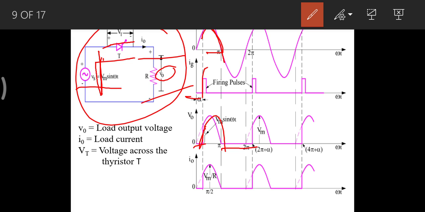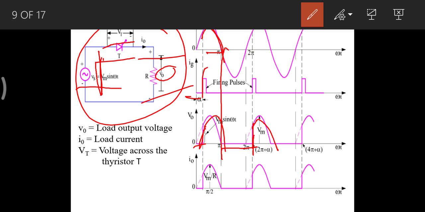Next, after reaching pi, at that situation the input voltage reaches 0. When this negative peak reaches the negative side, this SCR automatically turns off up to the point 2 pi plus alpha. At 2 pi plus alpha, the triggering pulse is applied. At that situation, again this SCR starts conduction, and what is the input applied to the circuit?